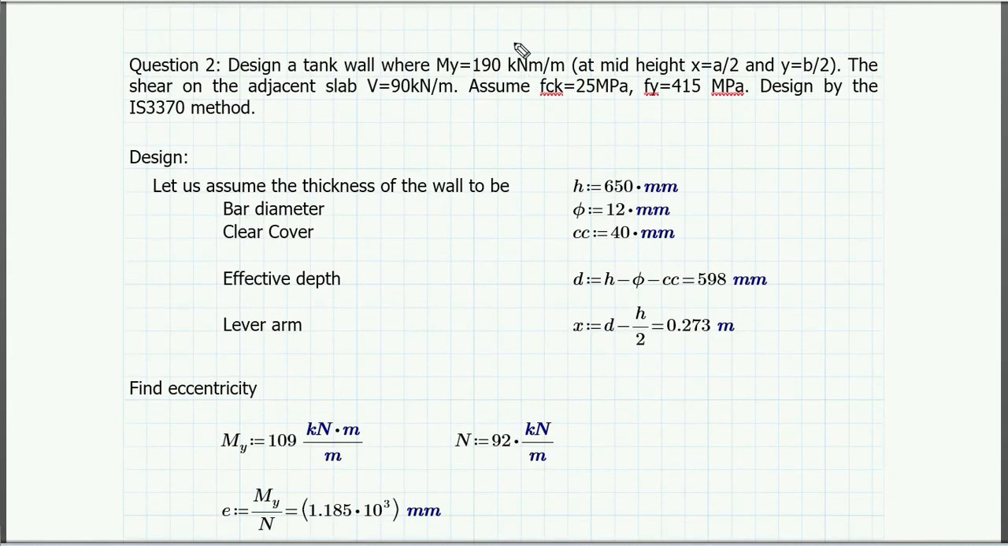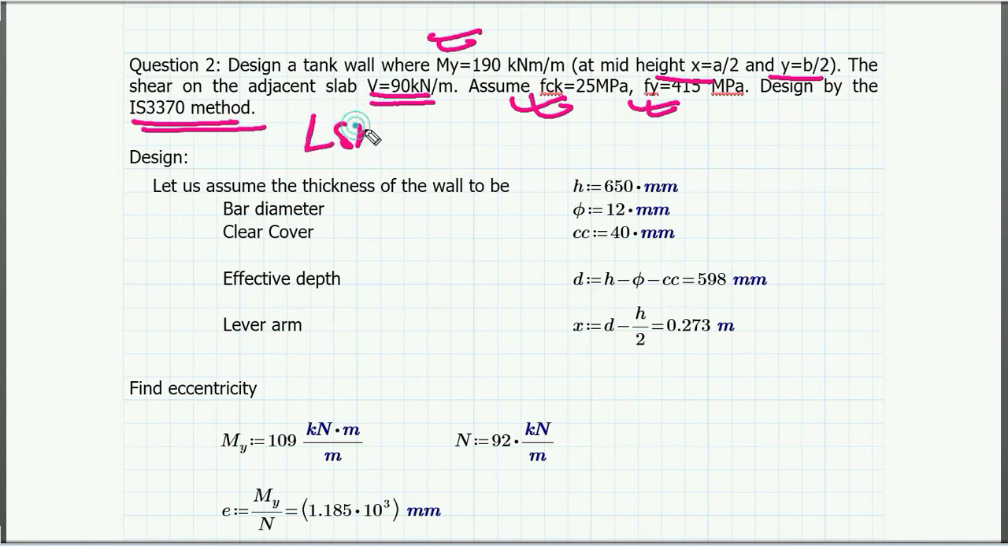As we have already understood, at the mid height and at the end of the wall, we have the moment and the shear force, which are the governing criteria for the design of the walls of the water tank. So at this location, we have the moment as 190 kilonewton meter per meter, and the shear force as 90 kilonewton per meter. Let us also assume that fck is 25 MPa, fy is 415, and let us design it as per IS-3370 using the limit state method.